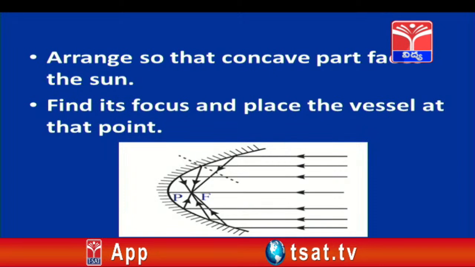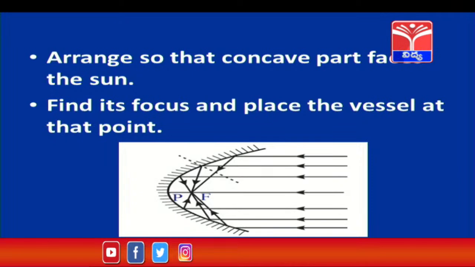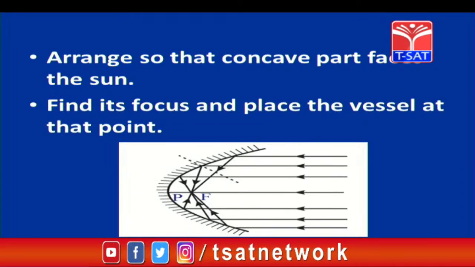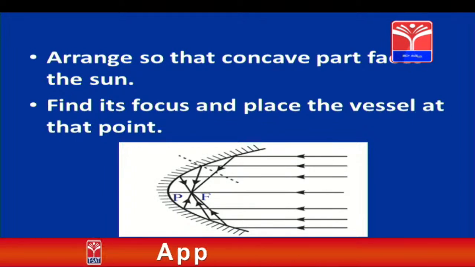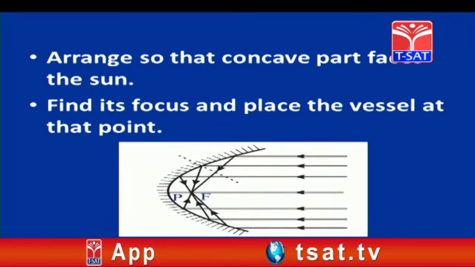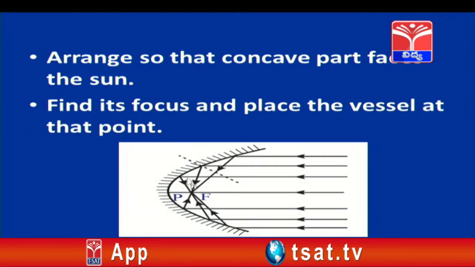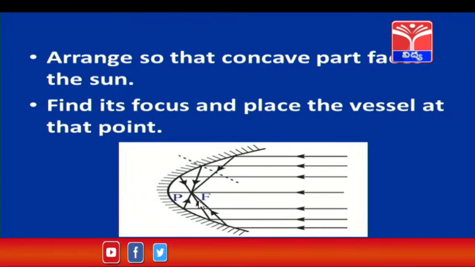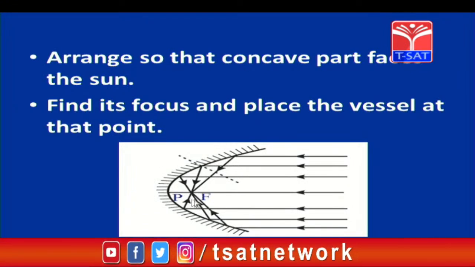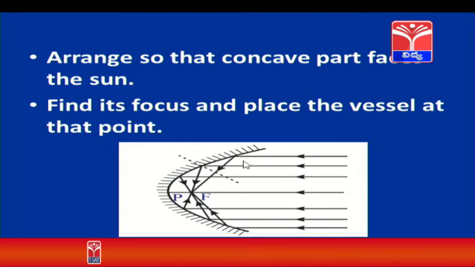Now, the concave part of the dish has to face the sun so that it receives solar energy and transmits it to the vessel. We have to find the focus of the dish and place the vessel at that point. Now, see here, children, in the image you can see we have the focus of the parabolic shaped cooker, and this is the focus. So, we have to find this focus and place the vessel exactly at the focus so that all the light rays get reflected and converge at that point only.